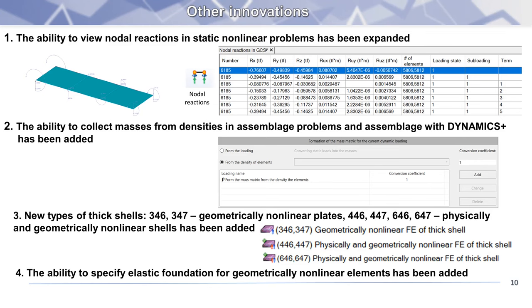Other innovations: the ability to view nodal reactions in static nonlinear problems. The ability to collect masses from densities in the assemblage problem, in assemblage with dynamic plus. New types of stick shells, geometrically nonlinear plates, physically and geometrically nonlinear shells. The ability to specify elastic foundation for geometrically nonlinear elements.